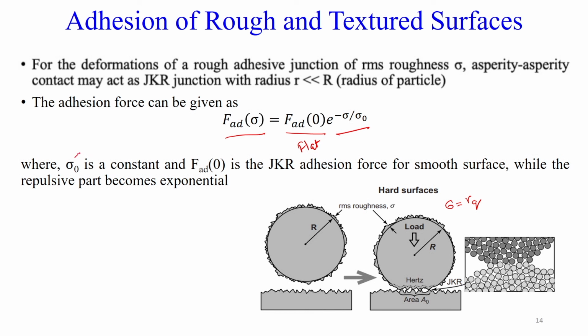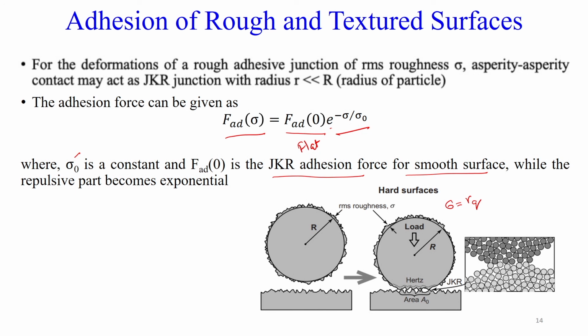So, this sigma 0 is a constant, and F adhesion 0 is the JKR adhesion force for the smooth, flat surface. The repulsive part becomes exponential, so you can say it is exponential in the RMS roughness. What it says is, if there is some sort of roughness on the surface, it is again going to affect the adhesion force.